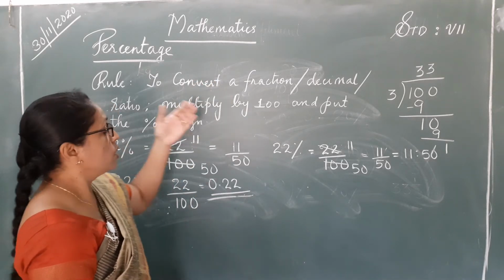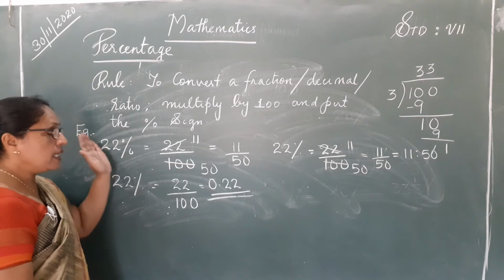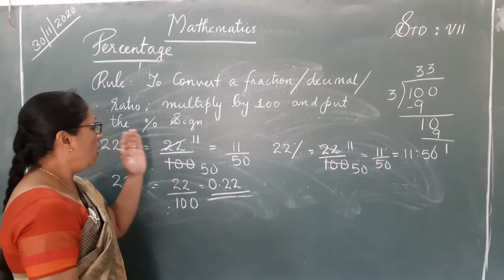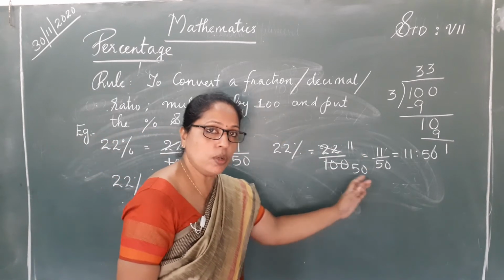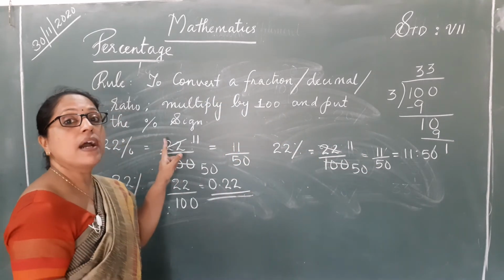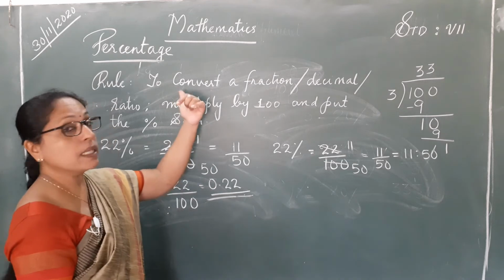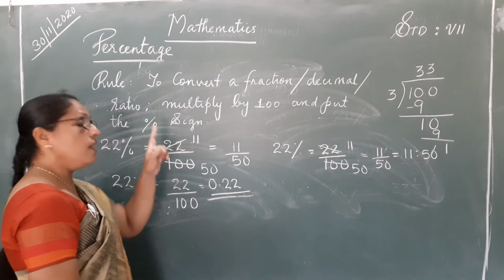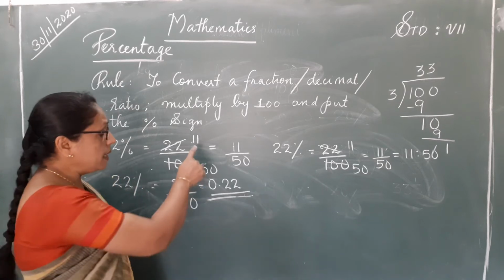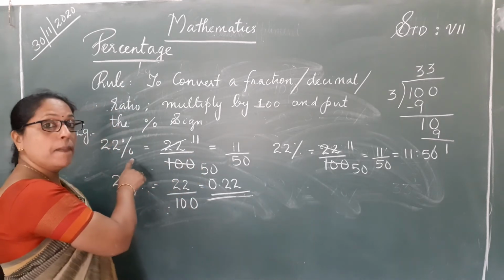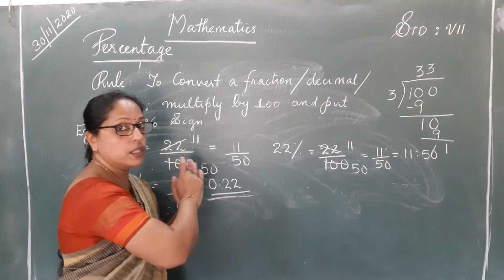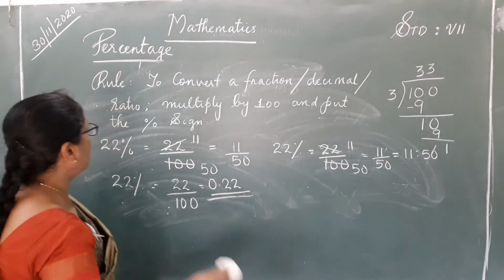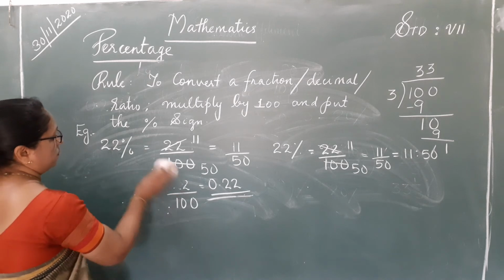What is the rule to convert percentage to fraction, percentage to decimal, percentage to ratio? What do we have to do? Divide by 100. Here we multiplied by 100. Divide by 100 and delete the percentage sign. Dividing by 100 is because of the percentage sign. Then in the answer there is no percentage. Okay, so we are moving into the second rule.